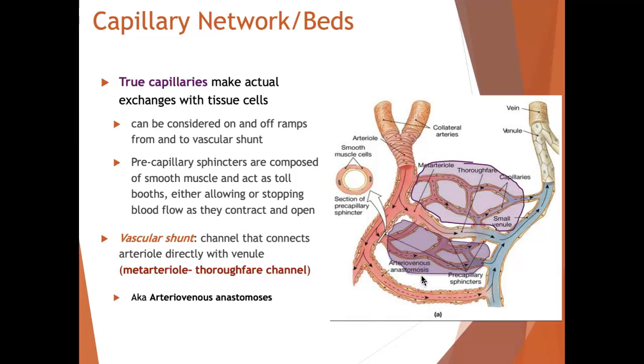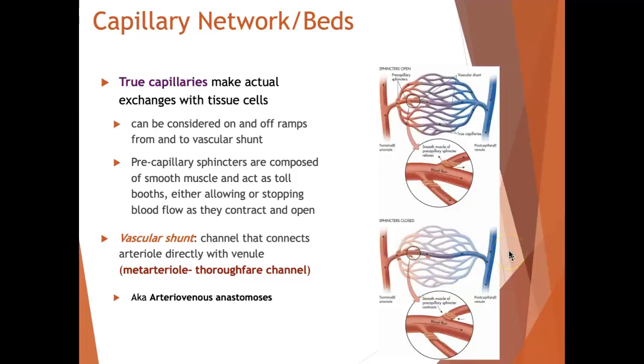So this area is where we would have our true capillaries, whereas without it we would have that vascular shunt or the metarteriole thoroughfare channel. And here's another great image depicting that for you. A true capillary with the sphincters open, and here the sphincters are closed where it just flows through that channel. This is also known as an arteriovenous anastomosis.